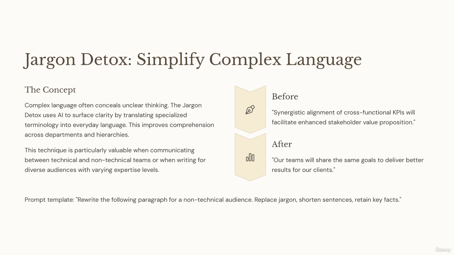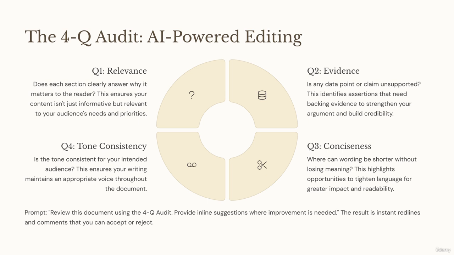This isn't about dumbing it down. It's about making it clear and easy to follow. Imagine you're explaining it to someone outside your field, maybe a smart friend or a new hire. So instead of saying, we'll drive synergistic alignment across cross-functional KPIs, you'll get, our teams will work towards shared goals. Simple, understandable, effective.